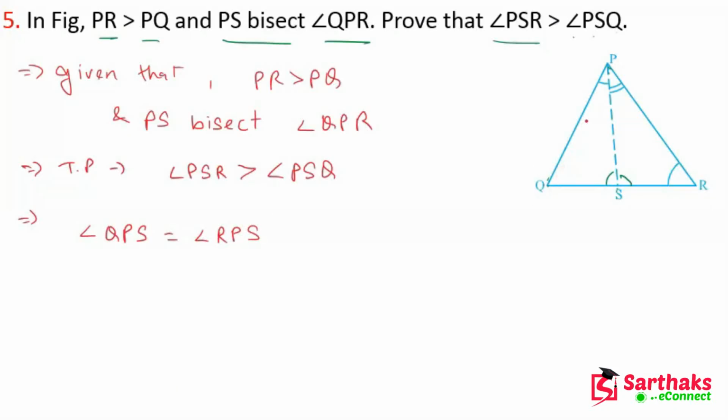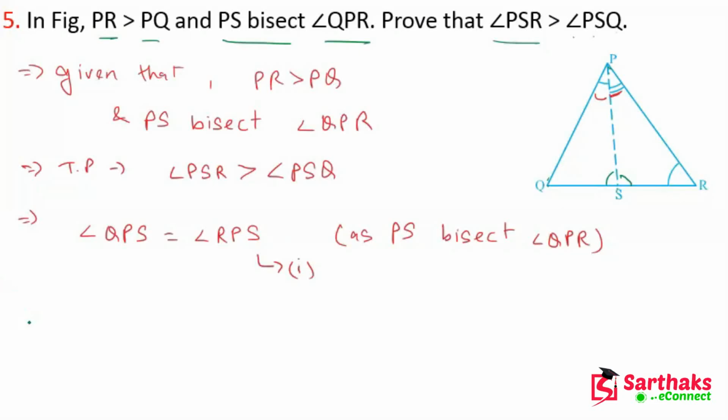Angle QPS, meaning this angle, is equal to angle RPS, meaning this angle, because PS bisects angle QPR. So we can say this angle is equal to this angle. So this is equation number 1.